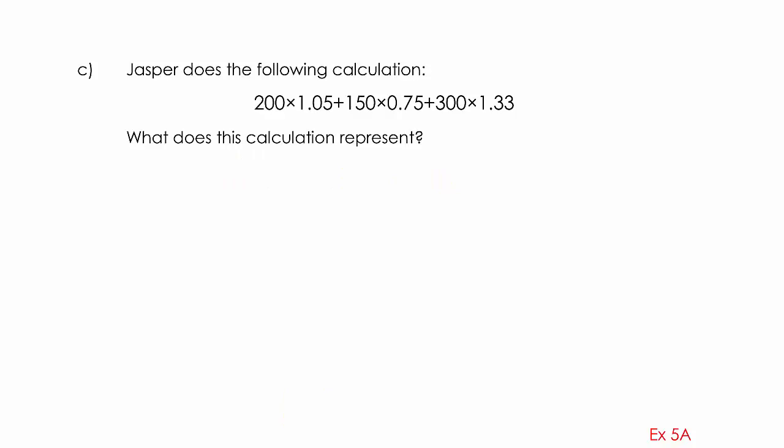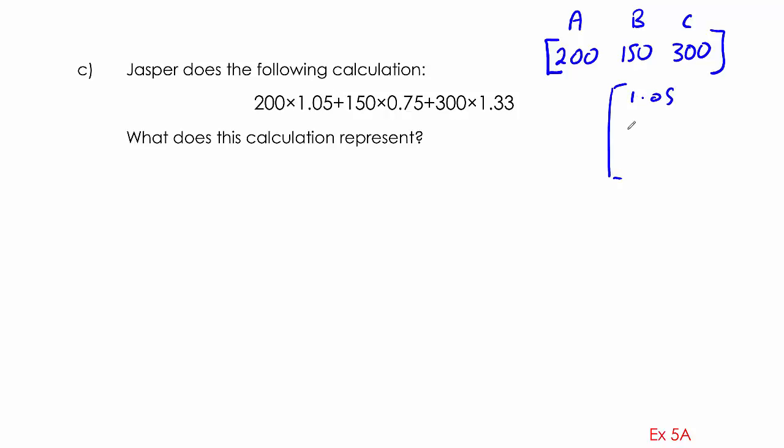So before we do this calculation and see what it represents, consider the matrices we had. Our first matrix was the number of shares, which went 200, 150, 300. Let's remind ourselves, these were the number of shares that Jasper had in companies A, B, and C. And then we did a column matrix, which was 1.05, 0.75, and 1.33. And those were the actual share prices of companies A, B, and C.